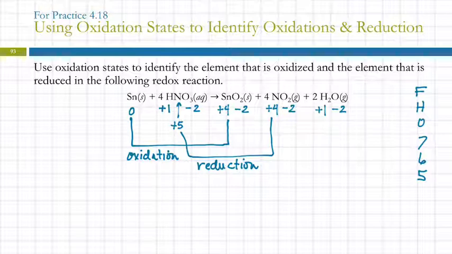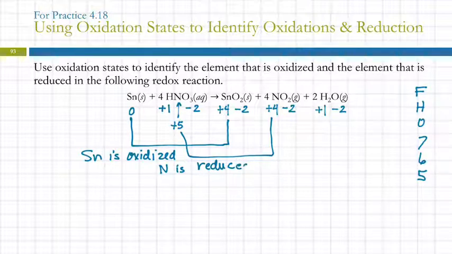So we are directed here to identify the element that is oxidized. So the element that is oxidized is tin. Tin is oxidized. And the element that's being reduced is nitrogen. Not nitric acid, it's nitrogen. Nitrogen is reduced.